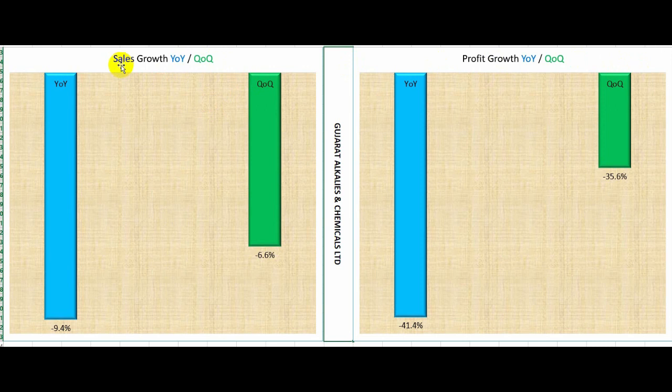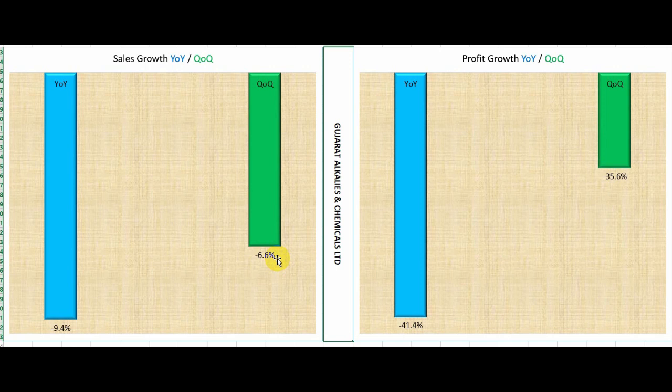So let's begin with the sales growth, or how the sales has changed year on year. So YOY, the sales has declined by 9.4%. That is, in September 2018, the sales was more than what it is currently. In terms of quarter on quarter, that is from June to September, also the sales has fallen. So basically the sales in the September quarter has gone down below both the June quarter of 2019 as well as the September quarter of 2018.